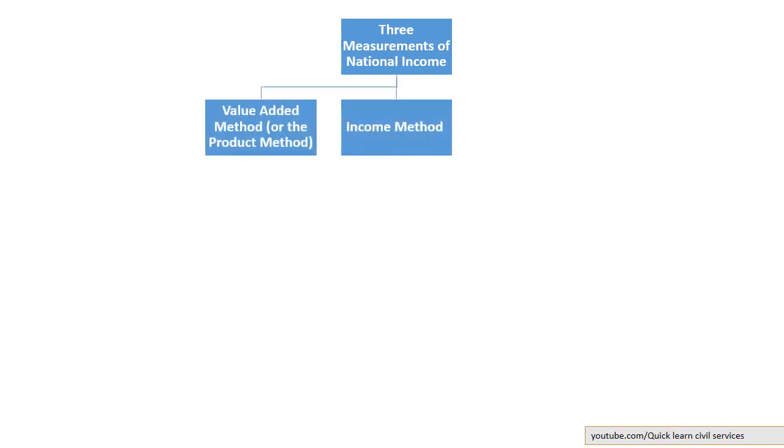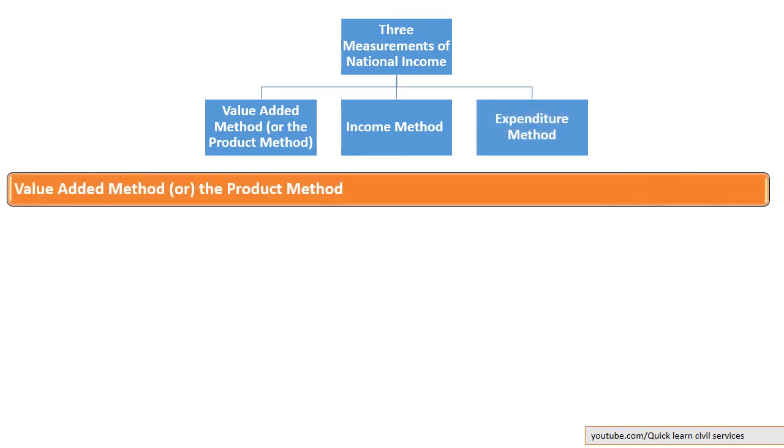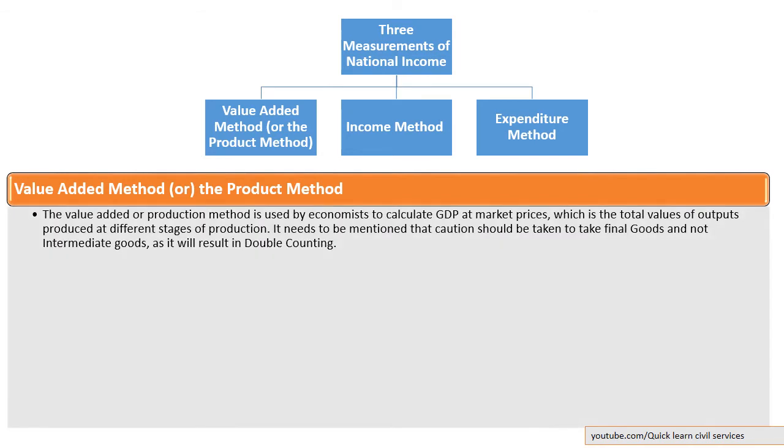Three measurements of national income. Value-added method, or the product method. Income method. Expenditure method. Value-added method, or the product method. The value-added or production method.